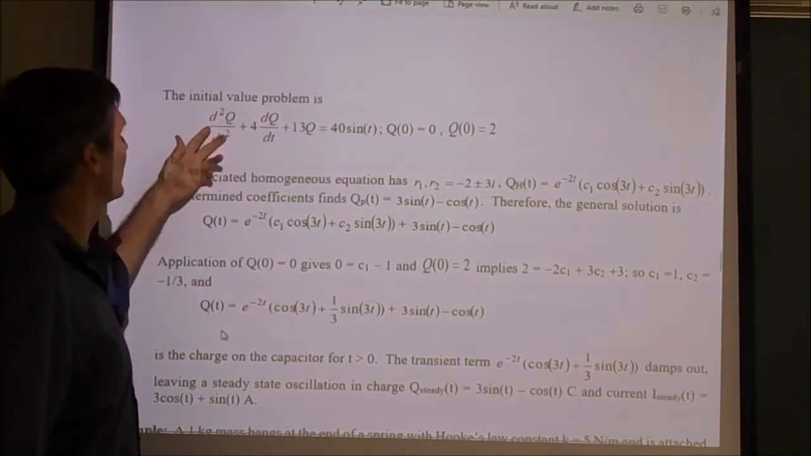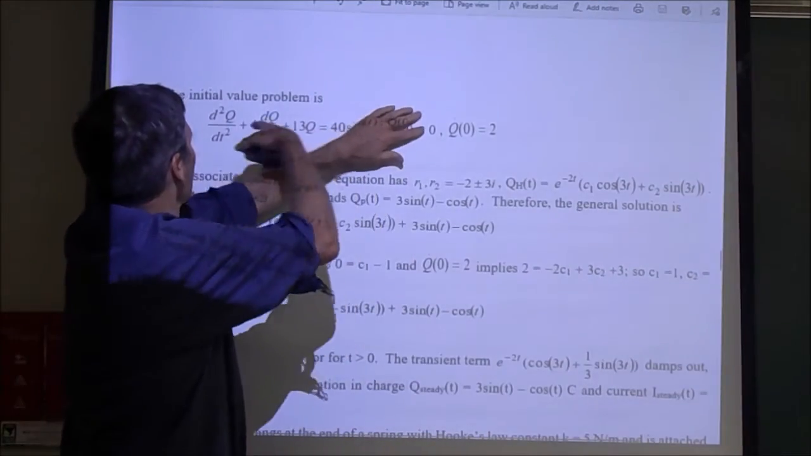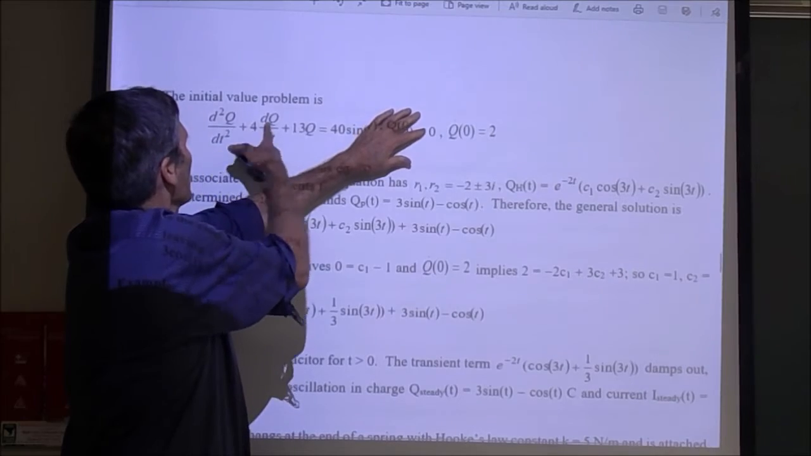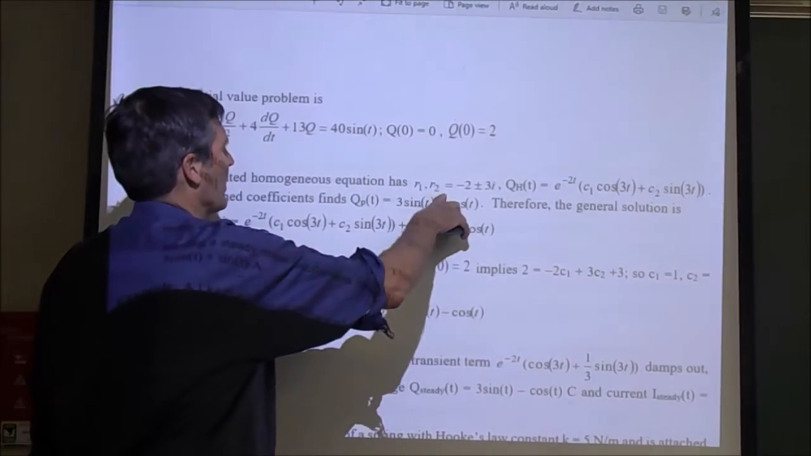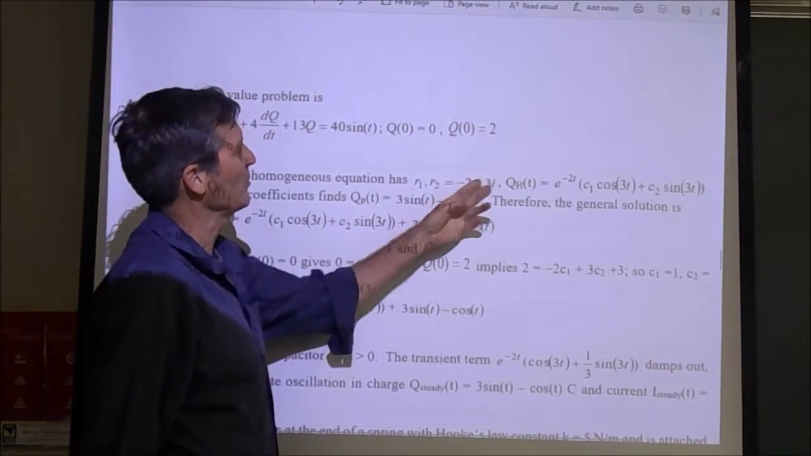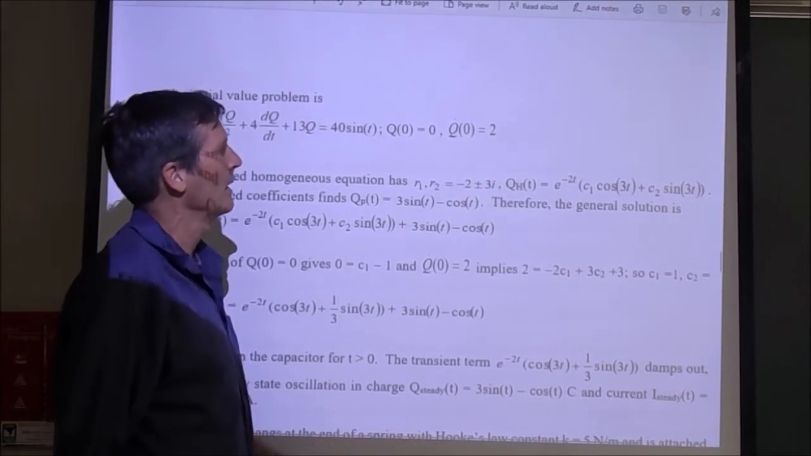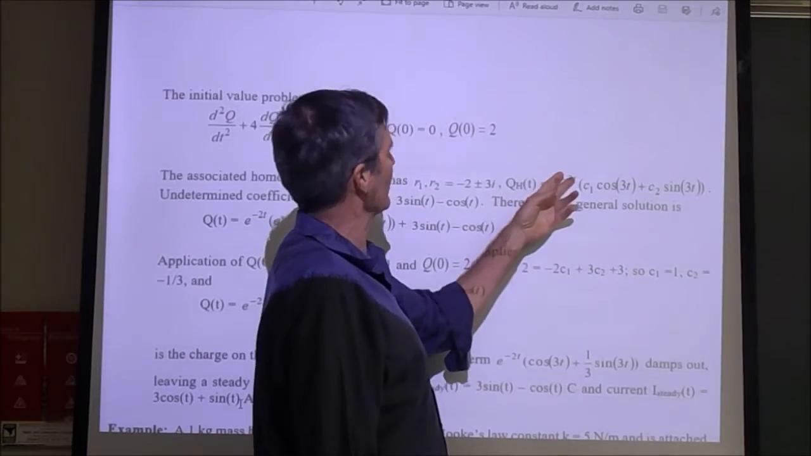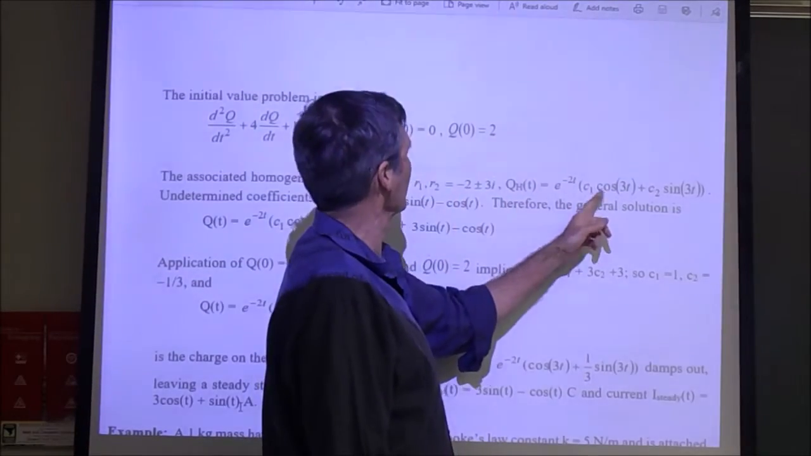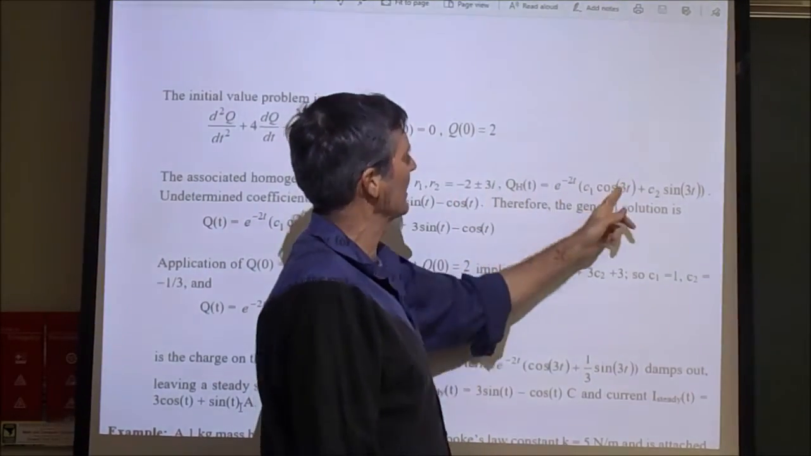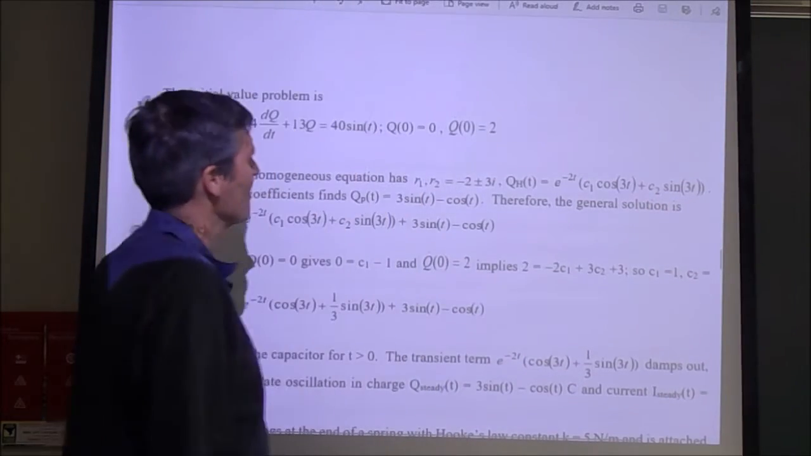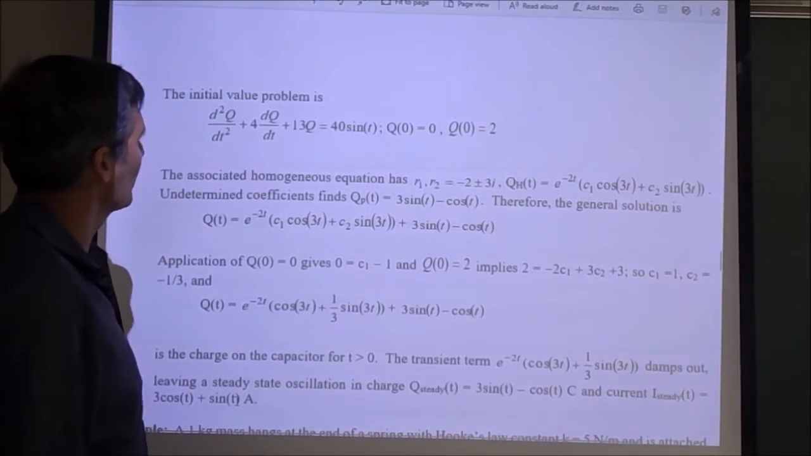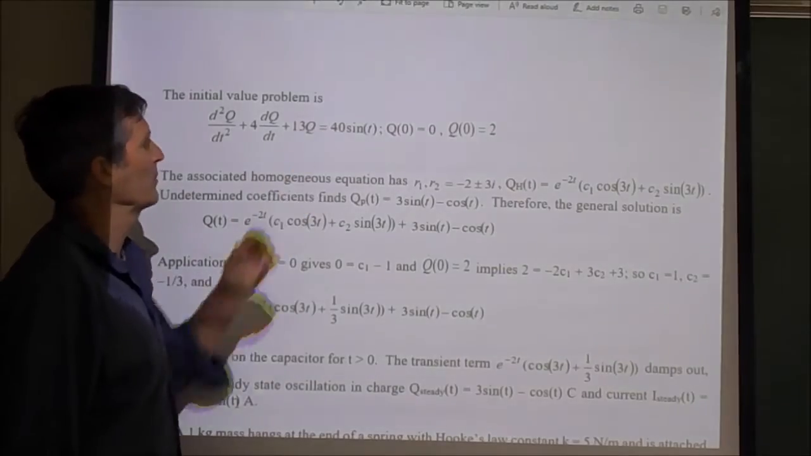And what happens? We just go back to our previous sections. First we solve the homogeneous problem by putting 0 over here. It's r squared plus 4r plus 13 equals 0. And we got r1 and r2 is minus 2 plus or minus 3i. Oh, it's the underdamped case. And the homogeneous part of the solution is e to the minus 2t times c1 cosine 3t plus c2 sine 3t, right? That's the general form of the solution for the undriven problem.